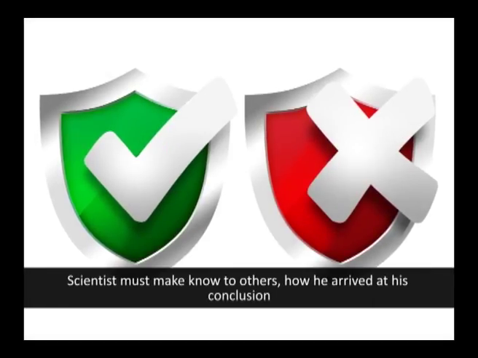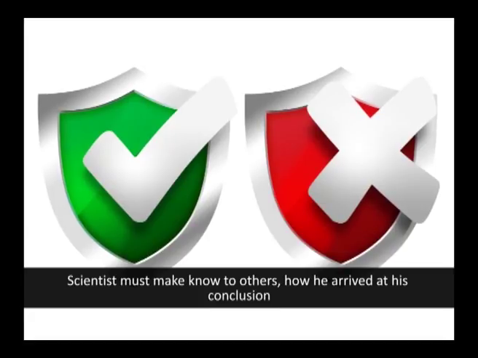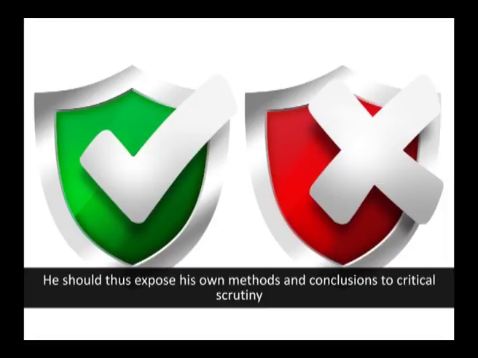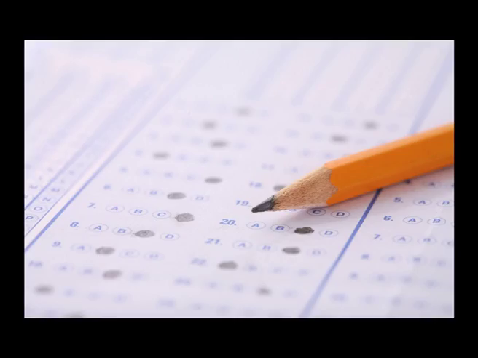Verifiability. Scientist must make known to others how he arrived at his conclusion. He should thus expose his own methods and conclusions to critical scrutiny. When others test his conclusion under the same conditions, then it is accepted as correct.